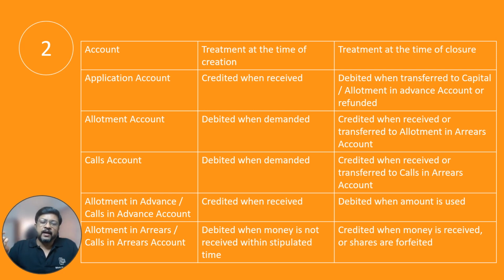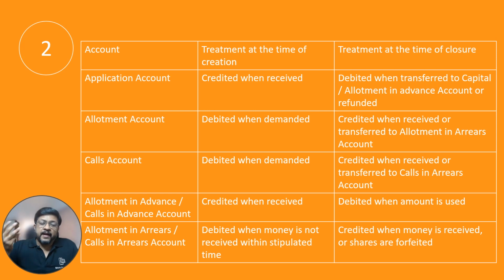Then there is allotment account. Again, for equity shares it is equity share allotment. For preference shares it is dash percent preference share allotment. Then there is calls account. It can be first call, second call. For the last call it will be last and final call. That's what is the basic thing we are going to consider. It will be again equity share call account or dash percent preference share call account.